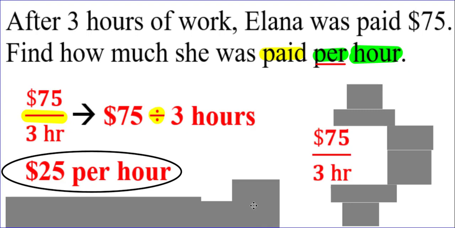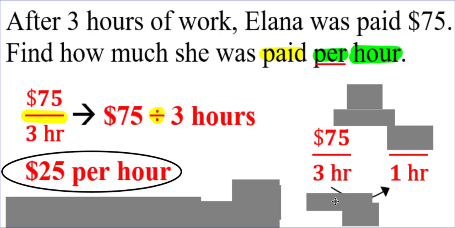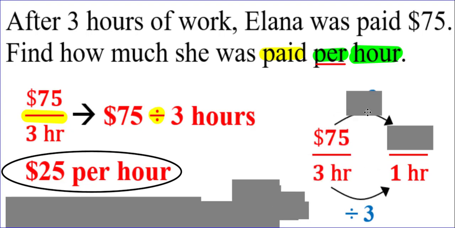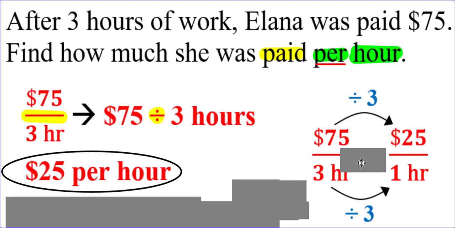Some teachers instead will tell you that after you set up the fraction, ask yourself, how can you get the denominator to be 1? Well, to get from 3 to 1, you would have to take 3 divided by 3. And then you would take the 75 divided by 3 as well, which would give you $25 for 1 hour. You can show your work whatever way that you are most comfortable in showing it. The quickest way is to basically set up the fraction and then to divide 75 divided by 3.